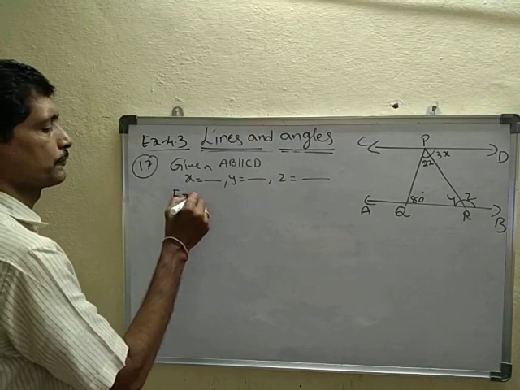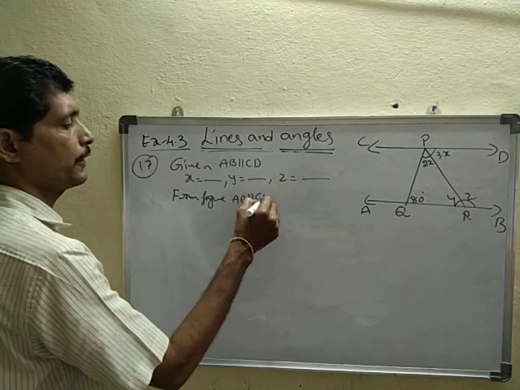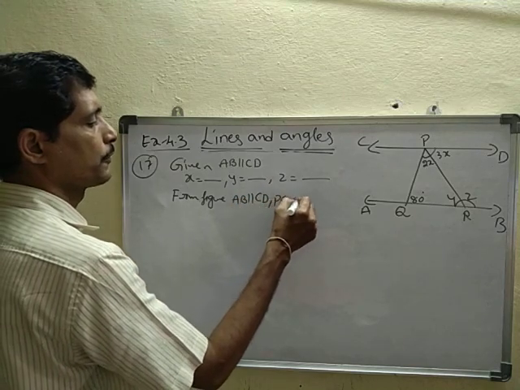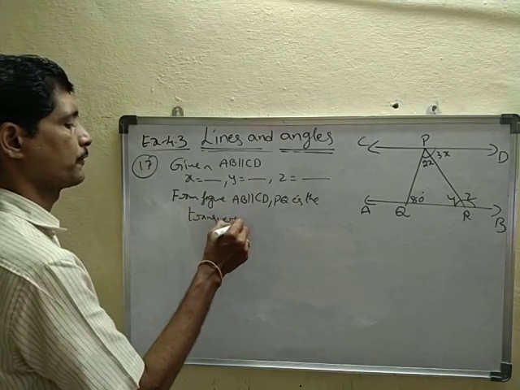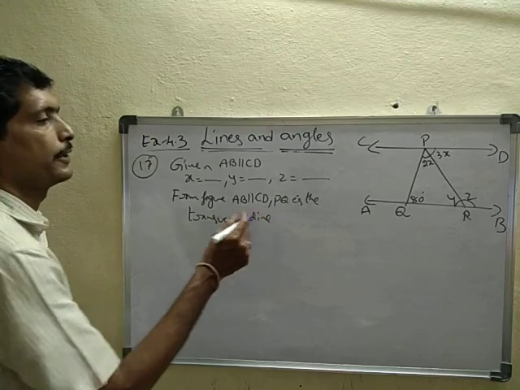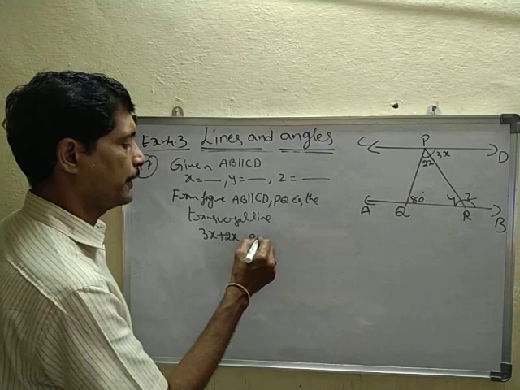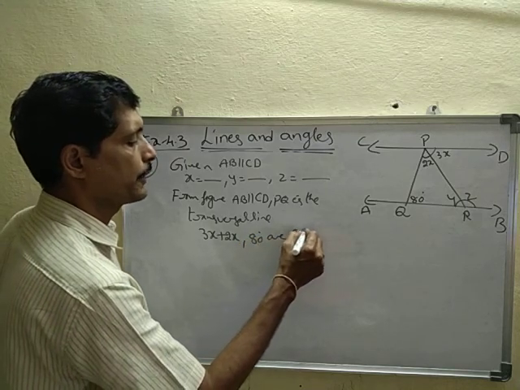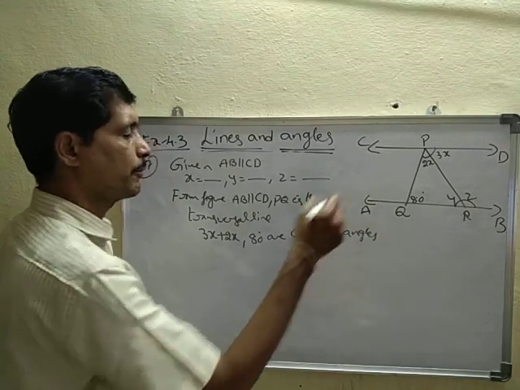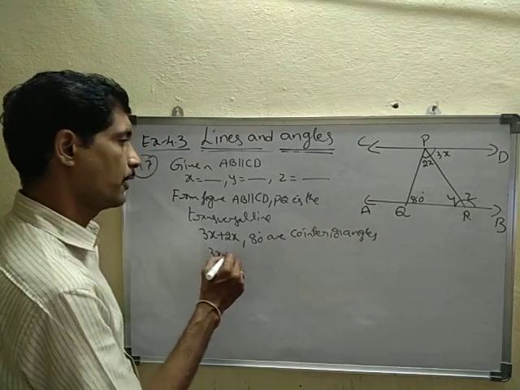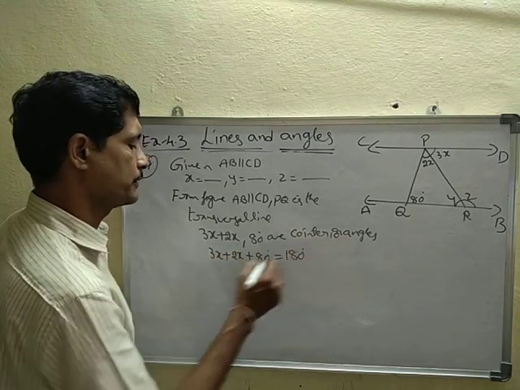From the figure, AB is parallel to CD, therefore PQ is the transversal line. Here 3x plus 2x and 80 degrees are co-interior angles. The sum of co-interior angles, 3x plus 2x plus 80, equals 180 degrees.